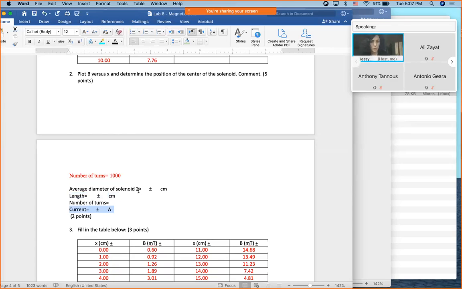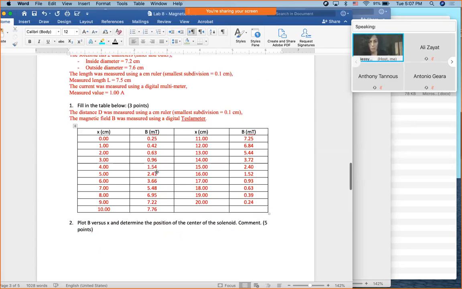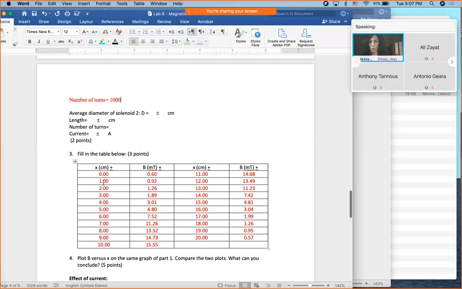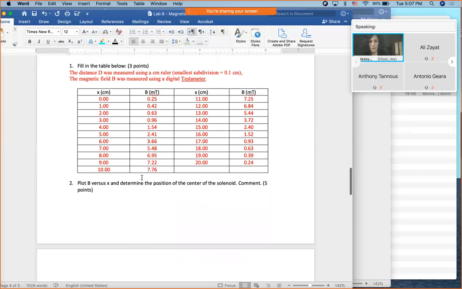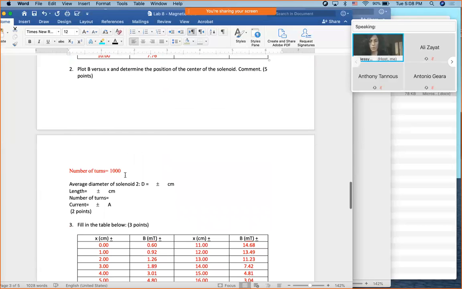It's okay to call it solenoid 2, and let me say R is equal. What's that? It is R. What did I write in here? Okay, so basically average diameter of solenoid 1. So let me call it diameter. It's only that it is called solenoid 2, but nothing is different except the number of turns. Let me have a quick look. When X is equal to 10, the magnetic field is 15, and this is half. So yes, I'm right. The number of turns is 500, and here the number of turns is 2000.